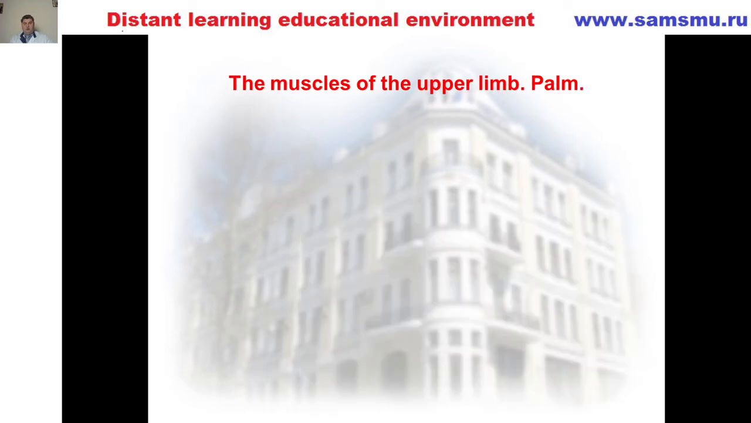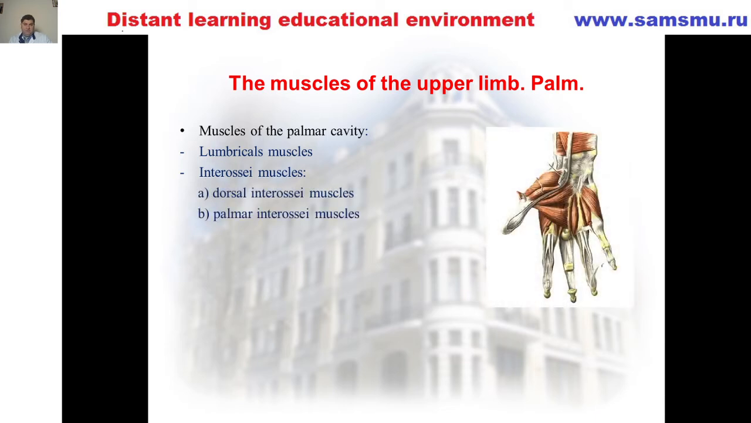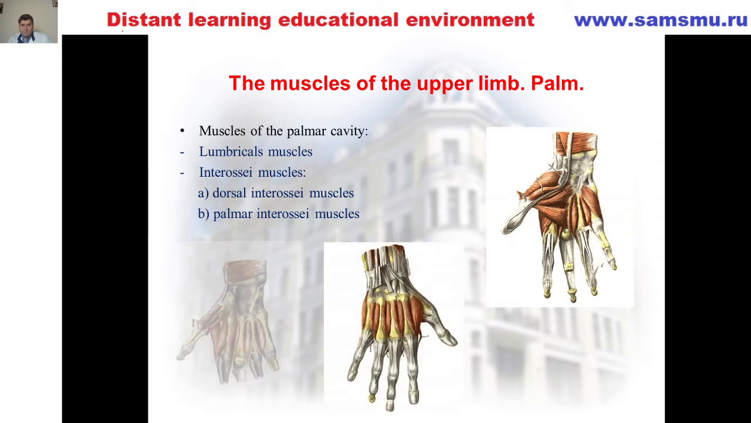So next we'll talk about muscles of the palmar cavity, or hollow of the hand. So the lumbrical muscles, or musculi lumbricales in Latin. So you can see these muscles here and also here.